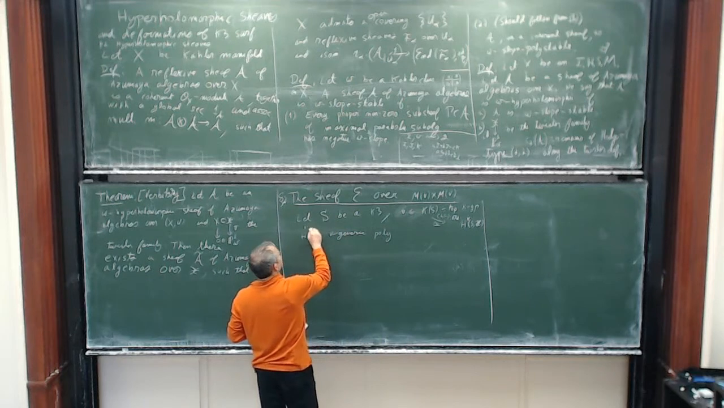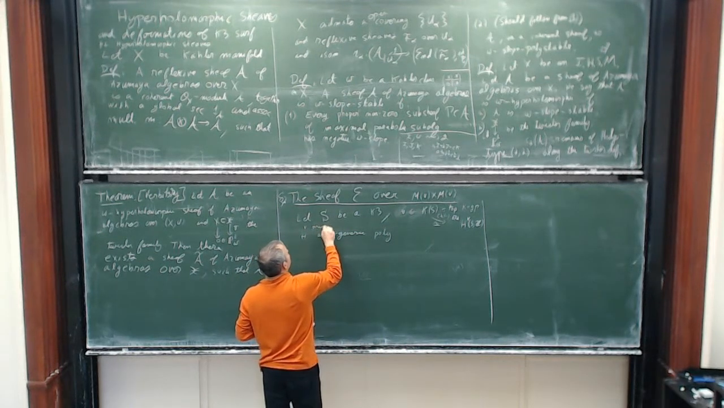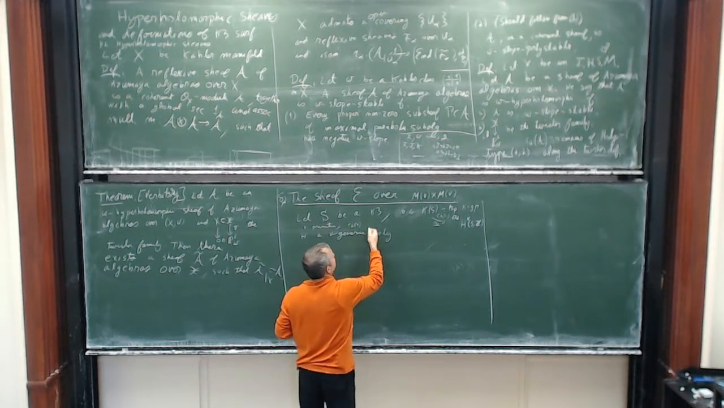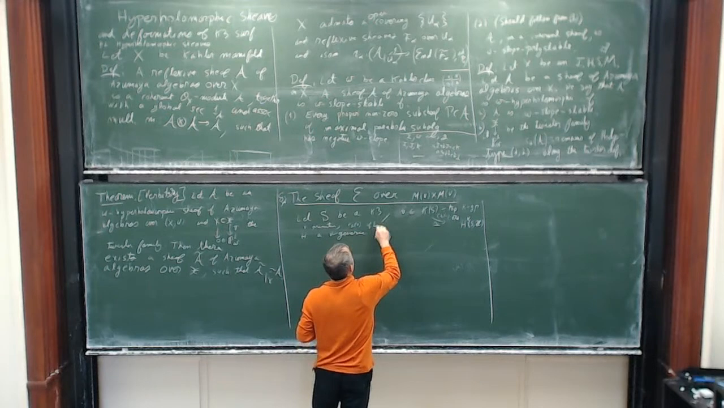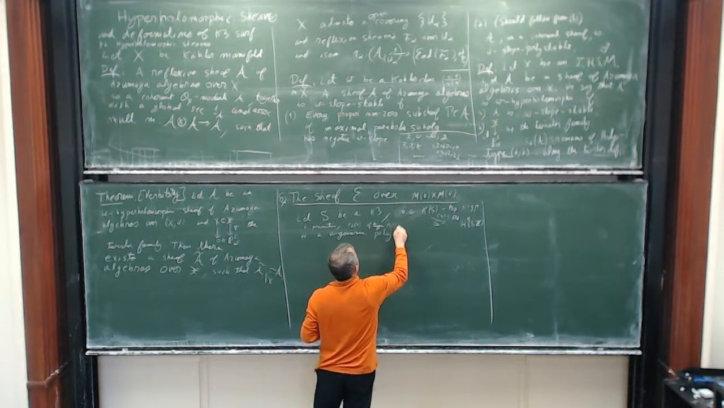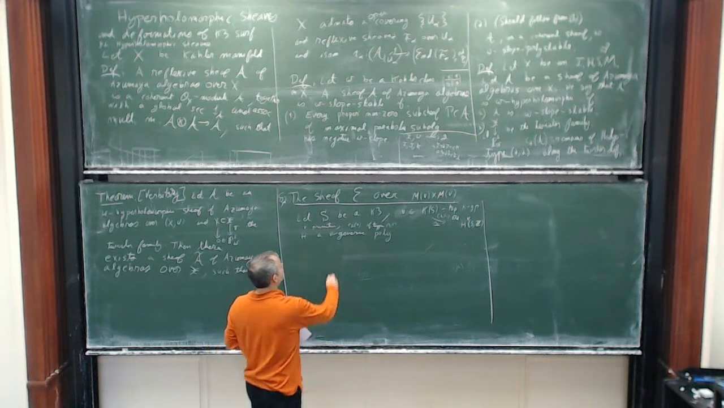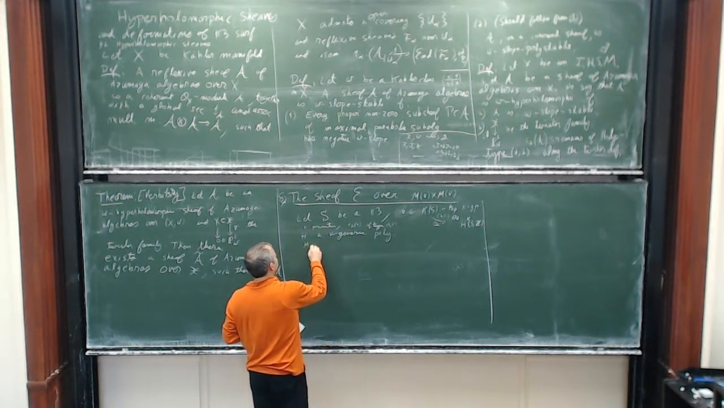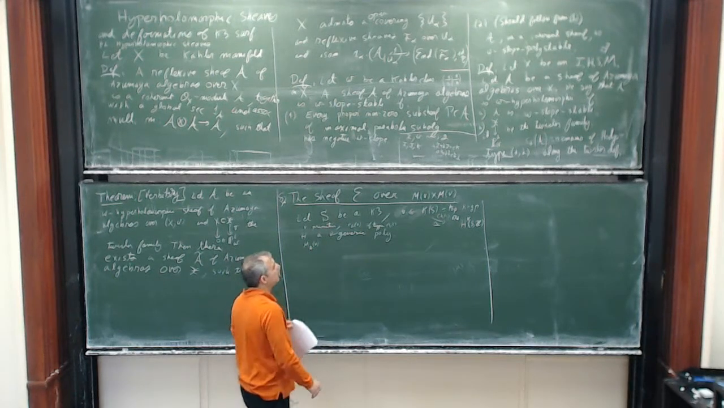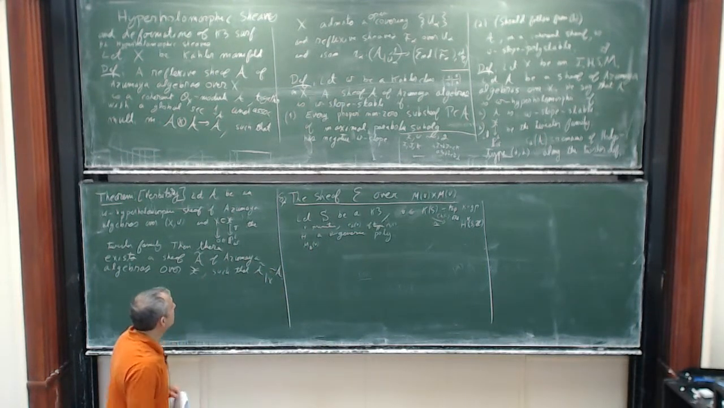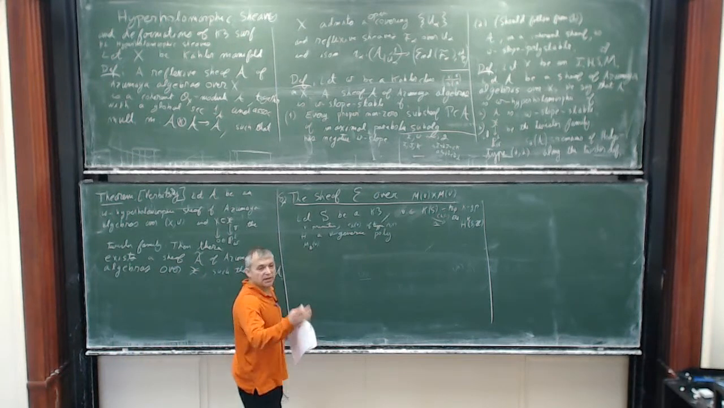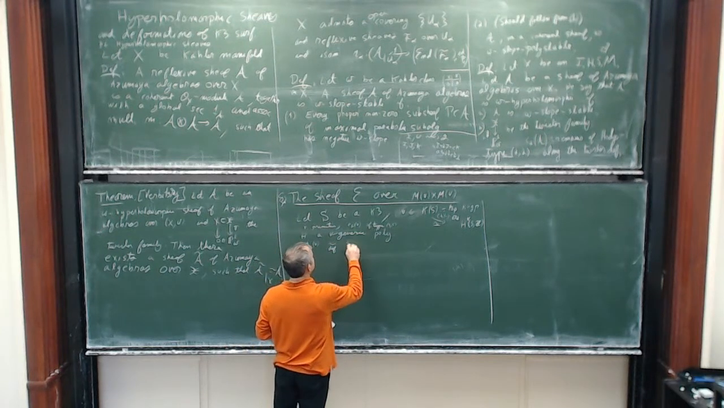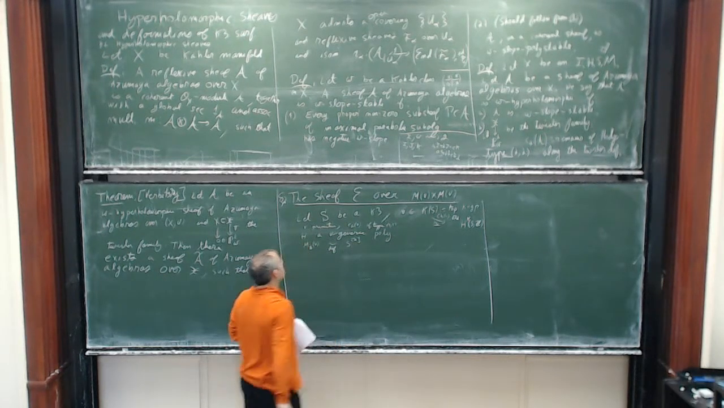We need v indivisible or primitive. And we want c1(v) of type 1-1, so it's an integral algebraic class, and a generic polarization. And then we get the moduli space M_H(v). And by results of many people, O'Grady, Mukai, Huybrechts, and Yoshioka, finally, this is deformation equivalent to the Hilbert scheme of n points on S.